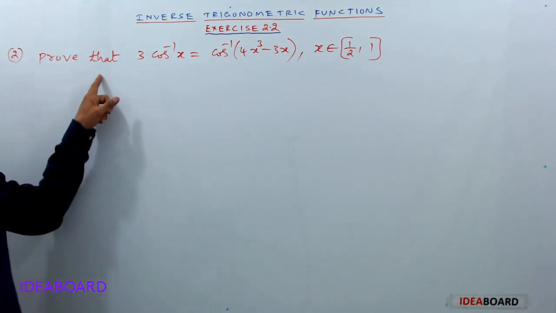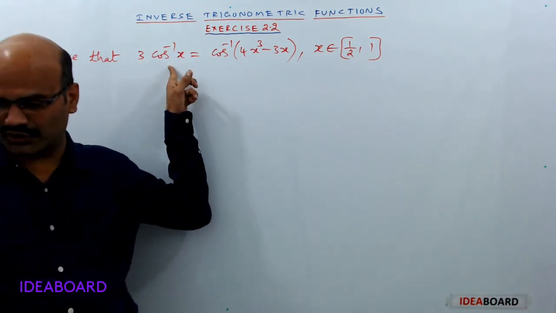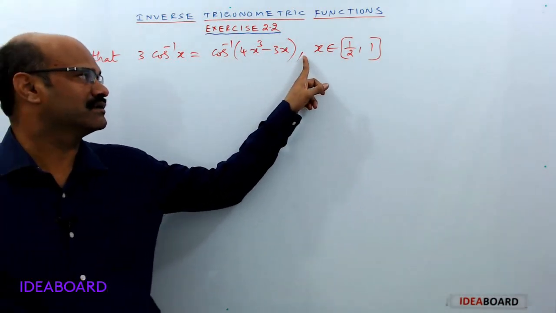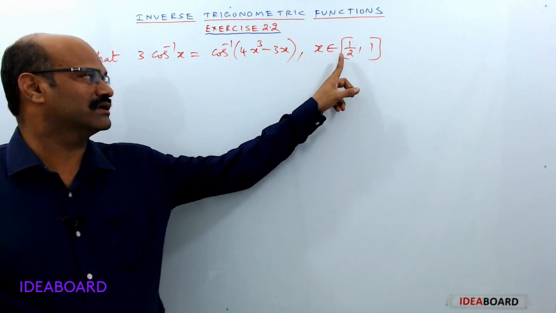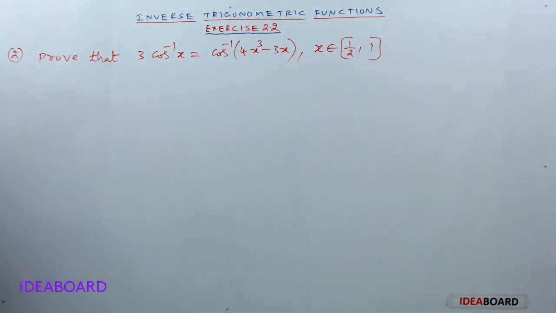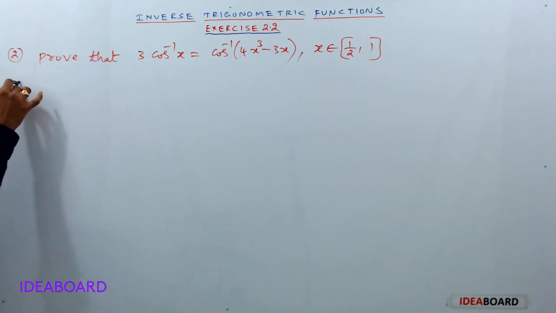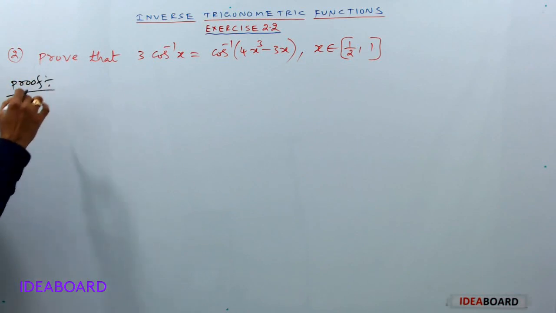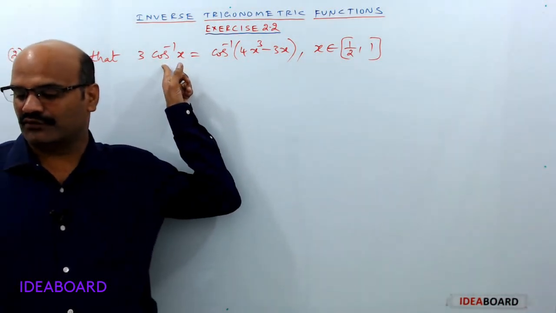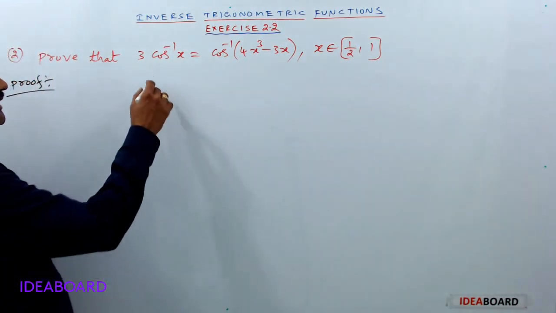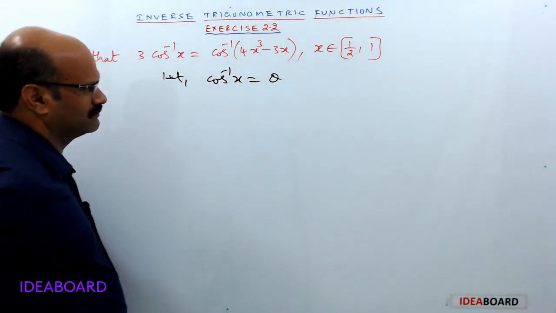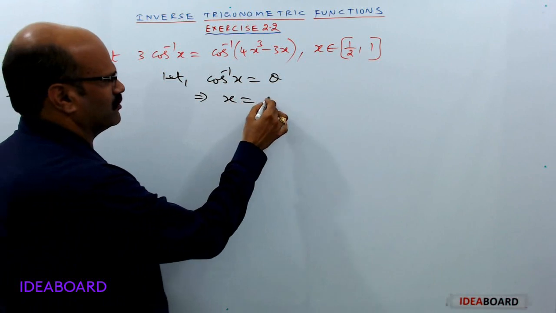Second problem, prove that 3 cos inverse x equals cos inverse of 4x cube minus 3x, where x belongs to the closed interval 1 by 2 to 1. Proof. Here we have to take, let cos inverse x equal to theta. It implies x equal to cos theta.